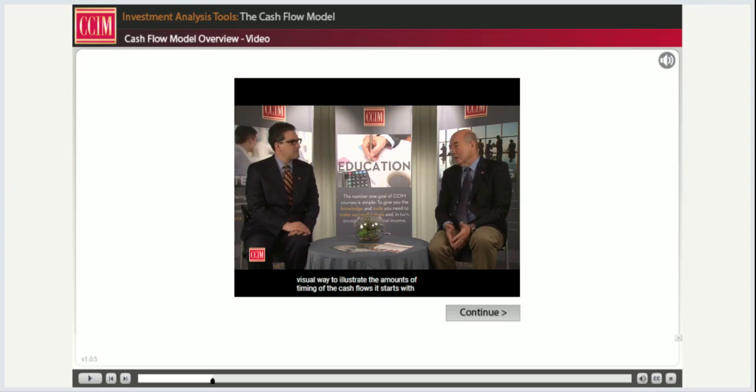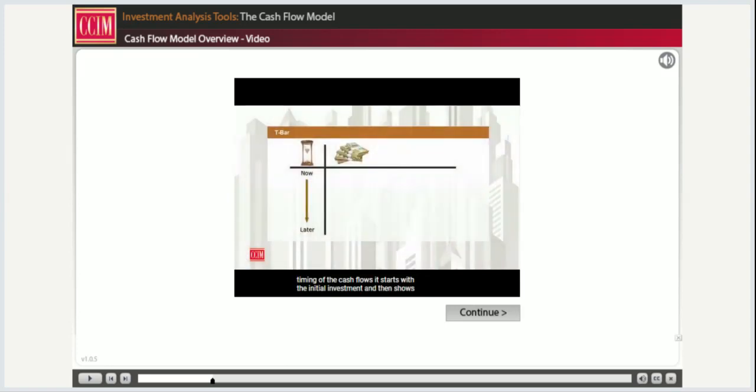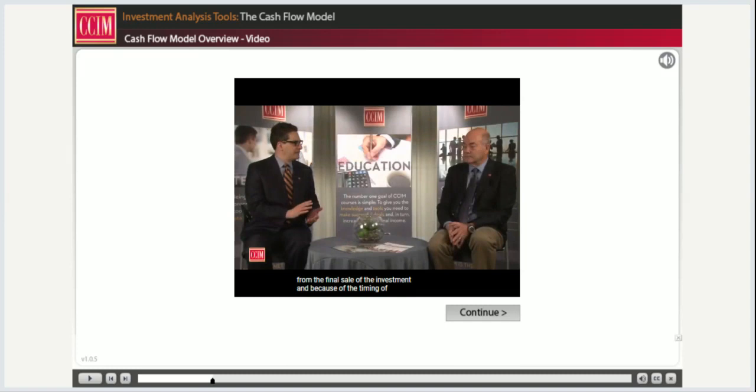It starts with the initial investment and then shows the periodic income while you have the property and ends with the cash flow from the final sale of the investment. And because of the time value of money, or TVM, the timing of the cash flows can be positive or negative, and that's important, right? Well, that's right.